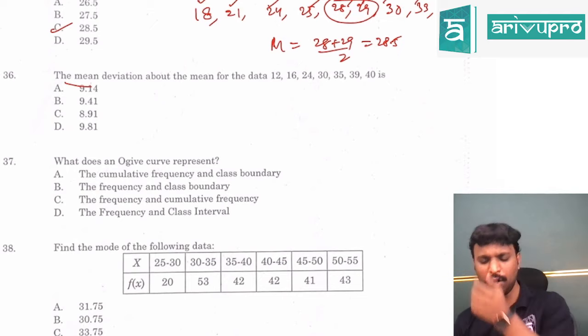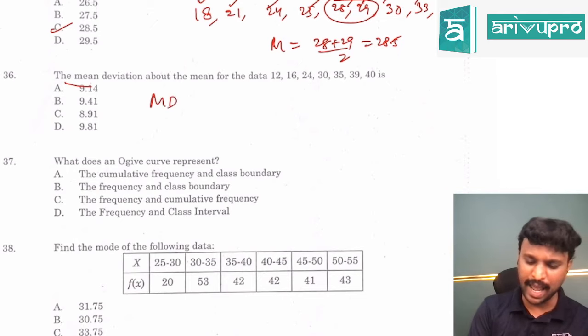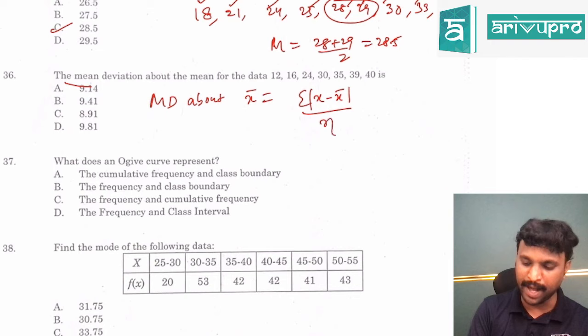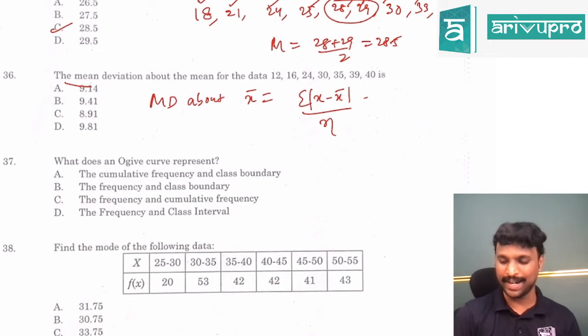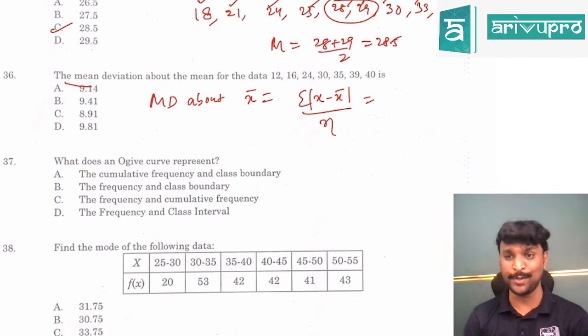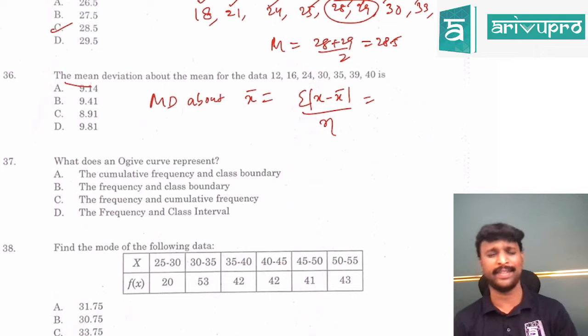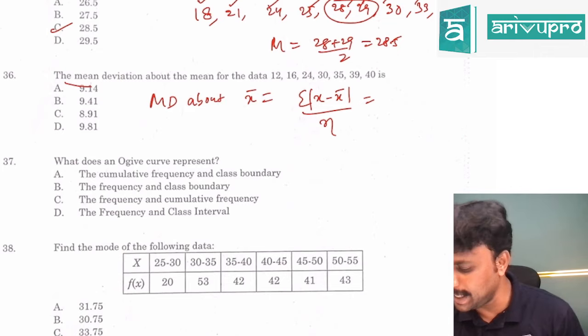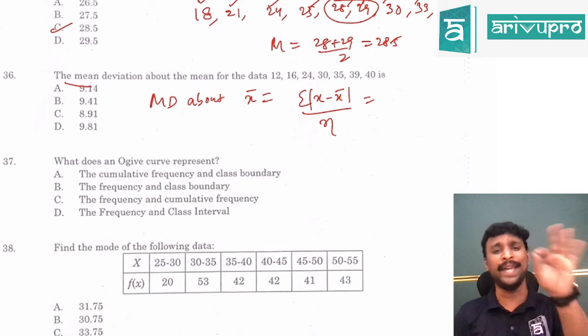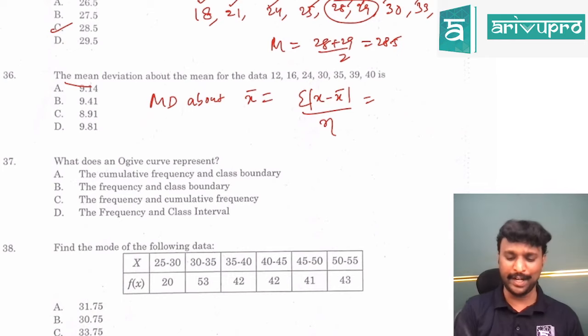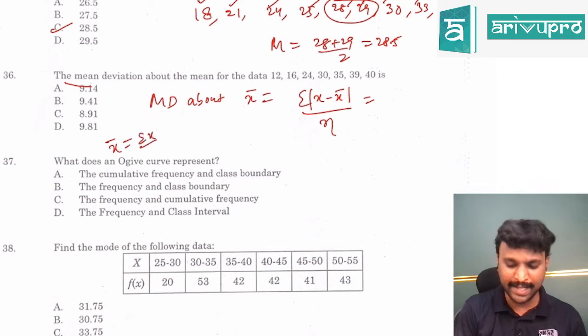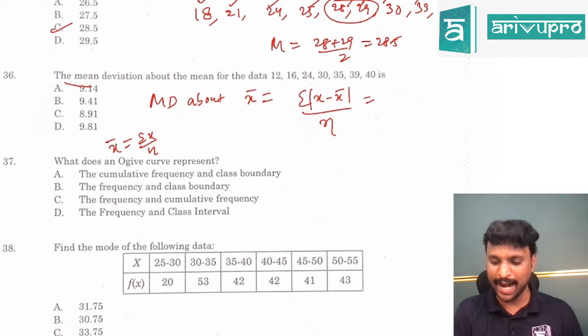Guys, 36th. The mean deviation about mean. So guys, what is mean deviation? MD about mean. Formula: summation of modulus of x minus x bar divided by n. We have discussed this kind of question in the marathon and also regular videos. We have covered everything. Guys, first of all, MD about mean we need to find. What is mean? Summation x by n. Summation x means add all the observations and divide by the number of observations.